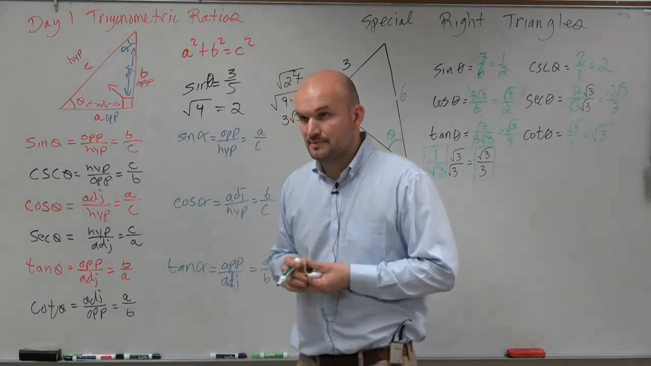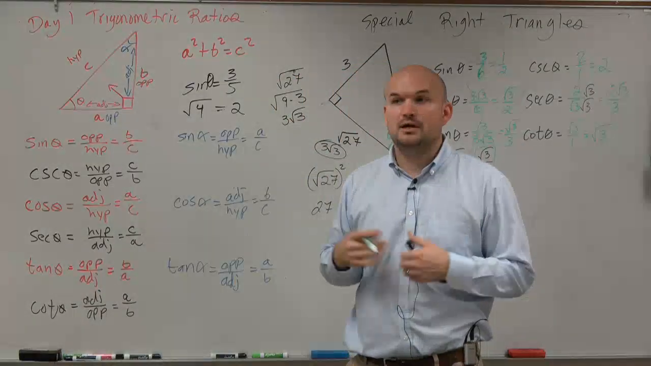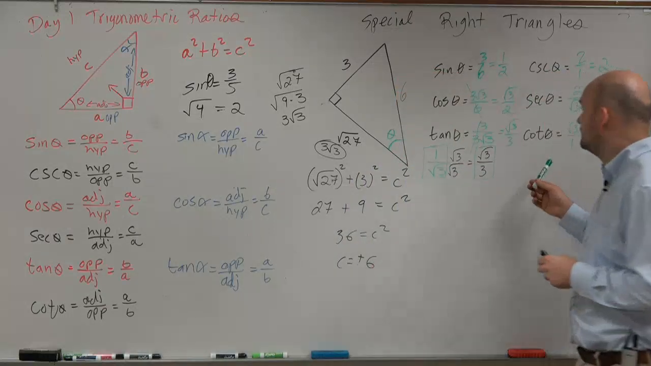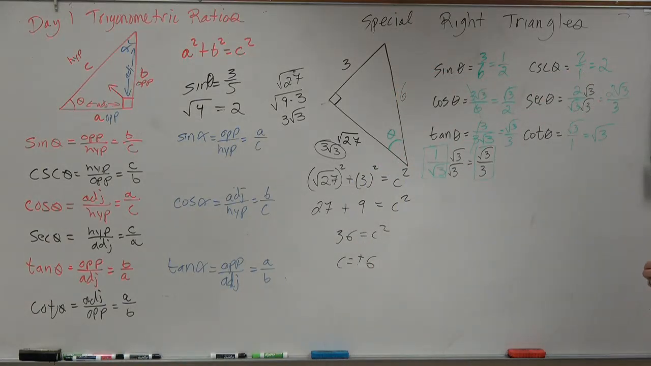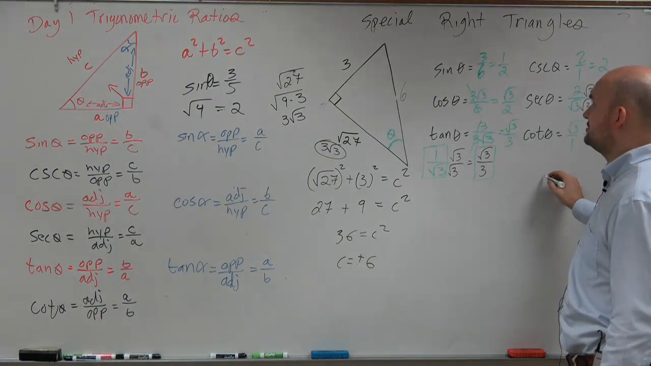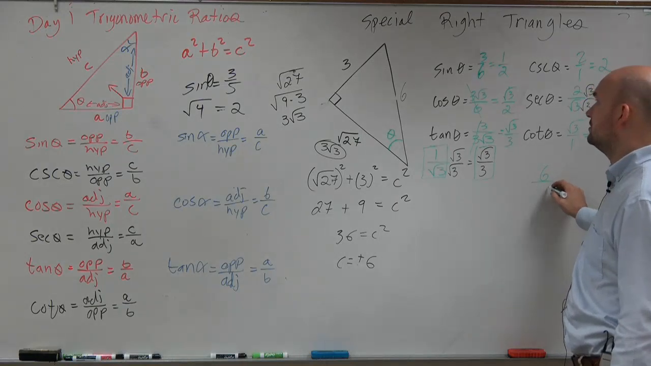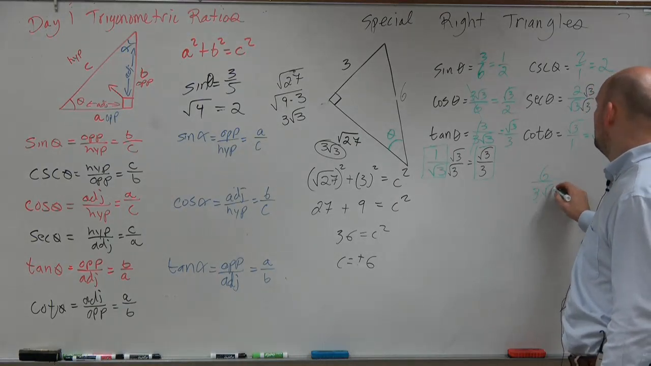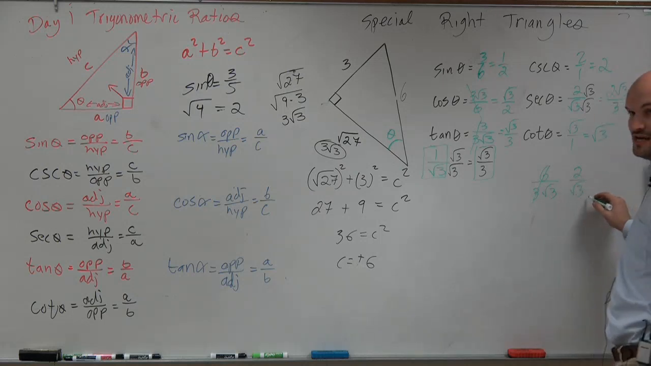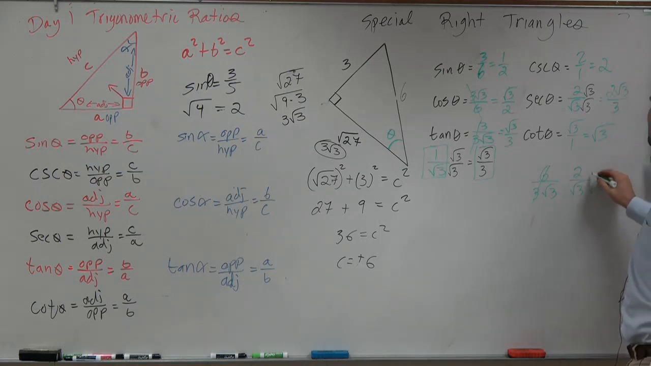Yes? I didn't do it like that. I just did the hypotenuse over, like, for secant. You took the hypotenuse, which is 6, over adjacent, which is 3 square root of 3. Yes. And then I got 2 over radical 3. Right. And then did you rationalize the denominator? If you rationalize the denominator, you'll get my same answer.